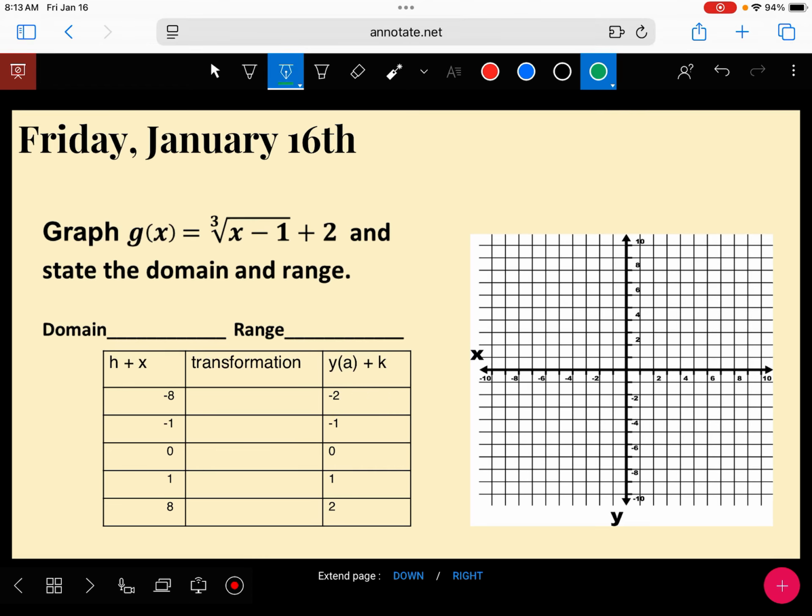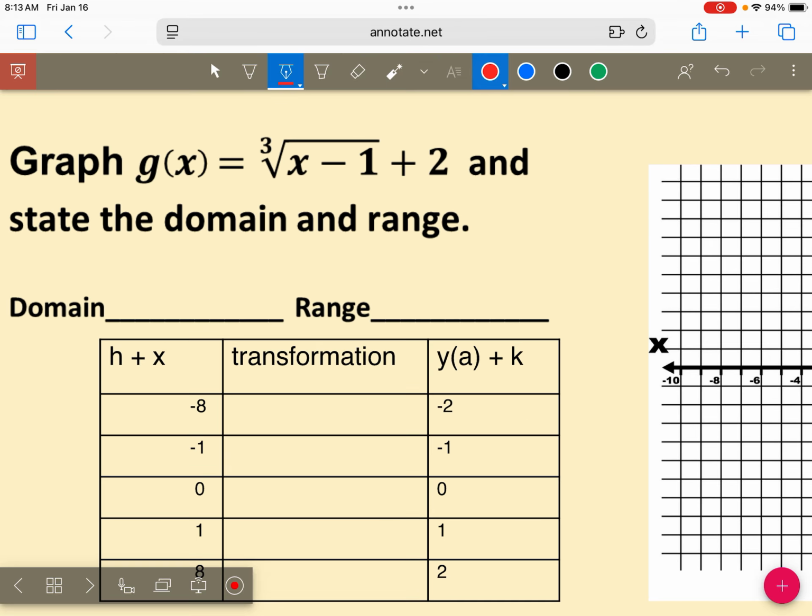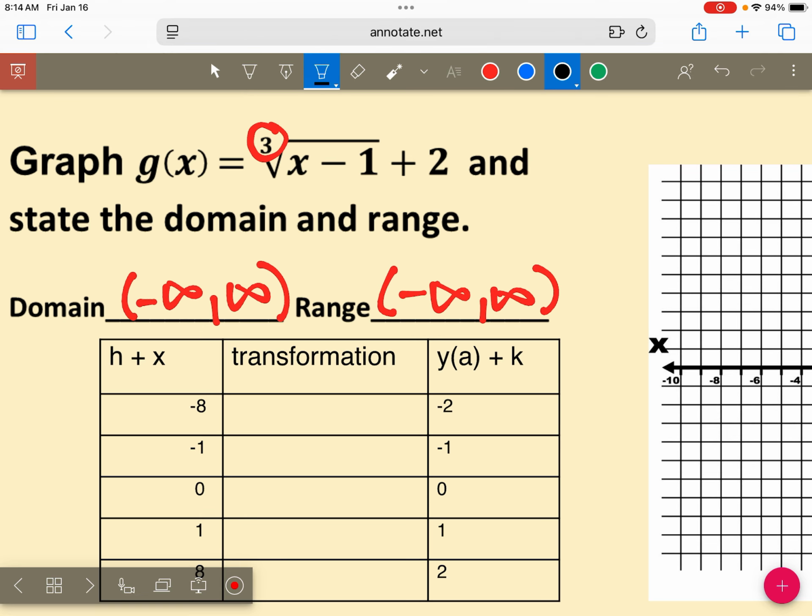So we can go ahead and fill in our domain and range. And this is only if there is a 3 in the elbow. So whenever you see this 3, that's going to be your domain and range. Okay? So looking at this graph, can someone tell me A, H, and K?